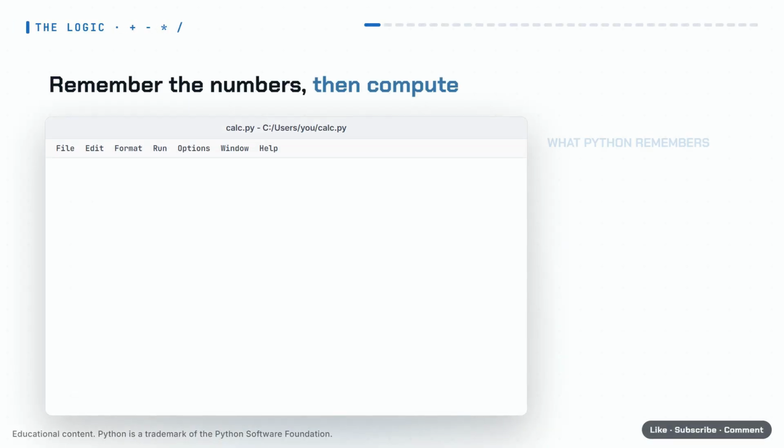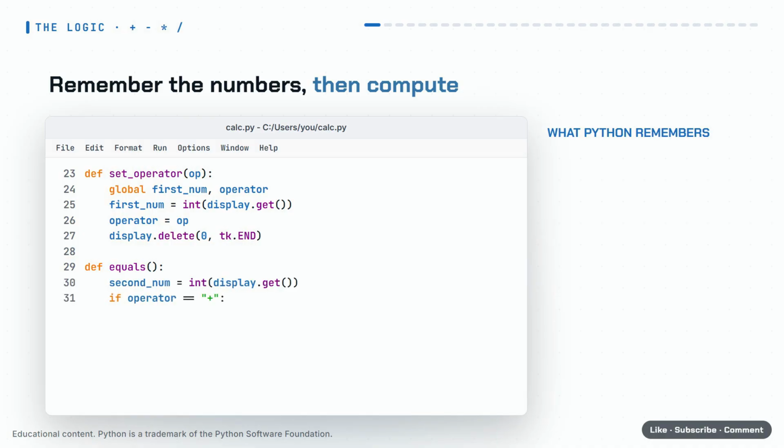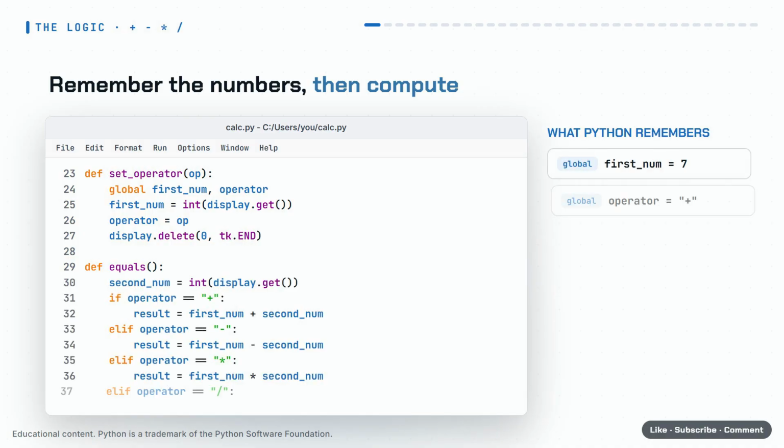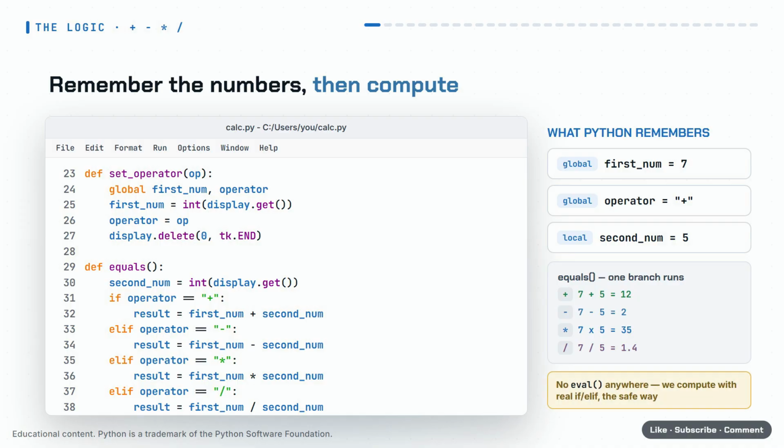Next, the logic. set_operator remembers the first number and the operator. It uses global, so the values survive between clicks. Equals reads the second number, and an if/elif branch computes the result: plus, minus, times, divide, and no eval anywhere. We do the math ourselves, the safe way.